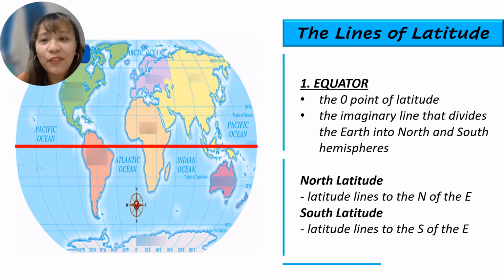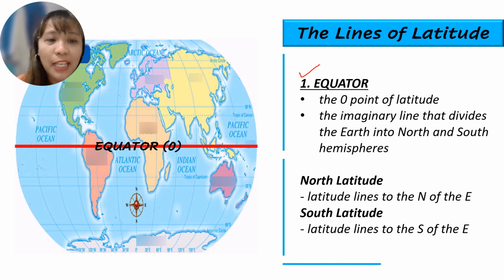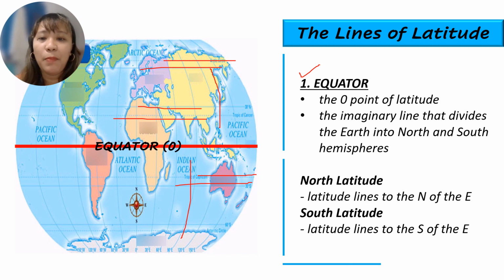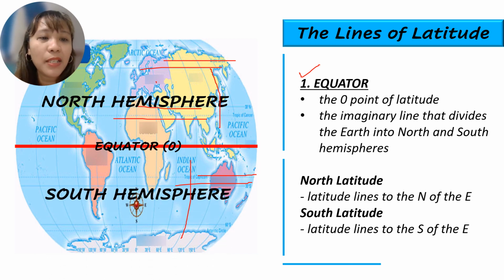Let's discuss the first line of latitude, which is the equator. The equator is the 0 point of latitude. It means that it is the starting point of all latitude. All the lines that you see on top, the ones lying horizontally, these are latitude lines. They all start at the equator, going down or going up. This imaginary line divides the Earth into North Hemisphere and South Hemisphere. North Hemisphere, hemi means half, sphere means circle, so North half circle and South half circle.